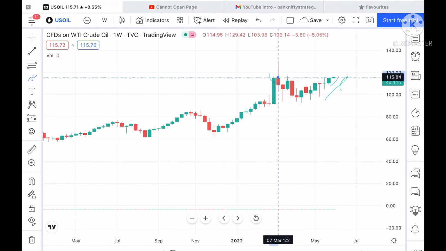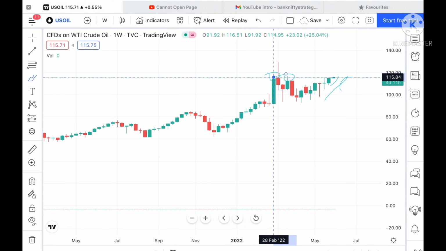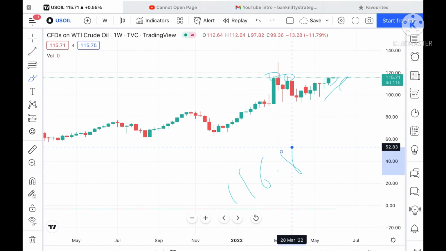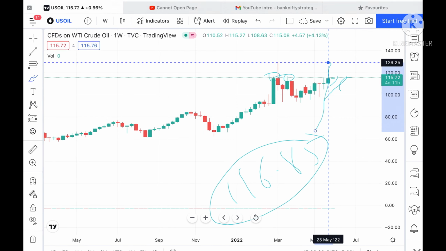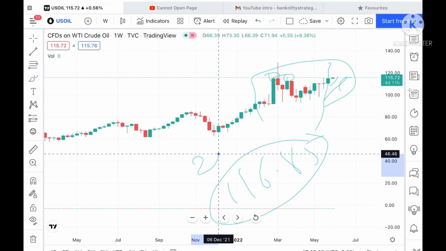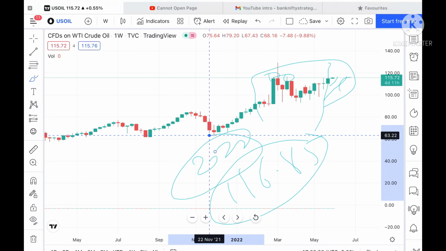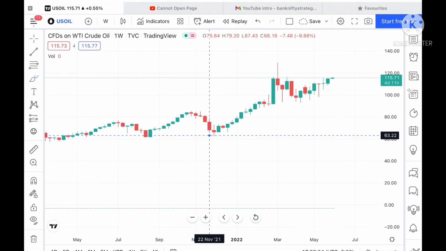If it sustains above a level of 116.85, we can see it move further upside. Looking at this trend from 2022, we cannot see any resistance coming in this particular zone. We can see it move to the upside.